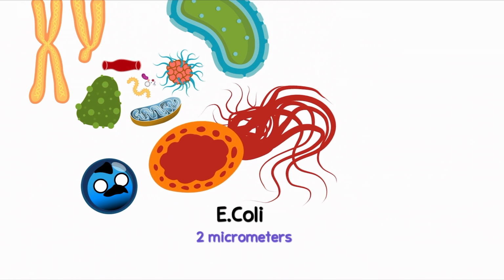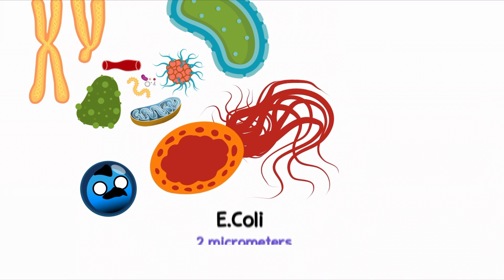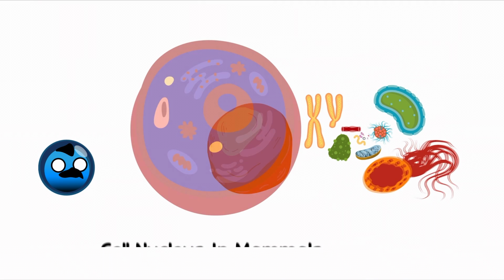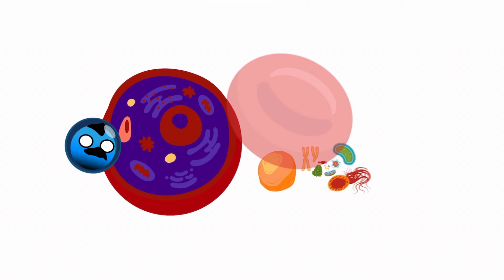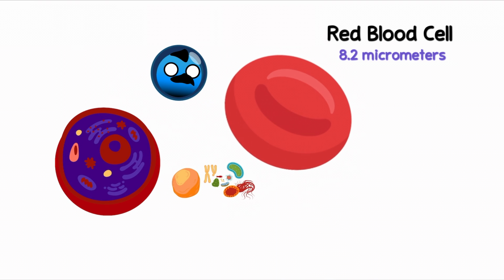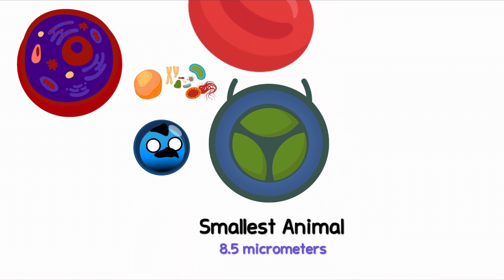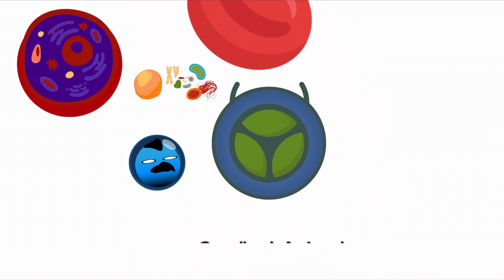E. coli, 2 micrometers, commonly found in the intestines of humans and animals. Clay particles, 2 micrometers. Cell nucleus in mammals, 6 micrometers. Red blood cell, 8.2 micrometers. Smallest animal, 8.5 micrometers, a parasite infecting carp and catfish in wetlands.